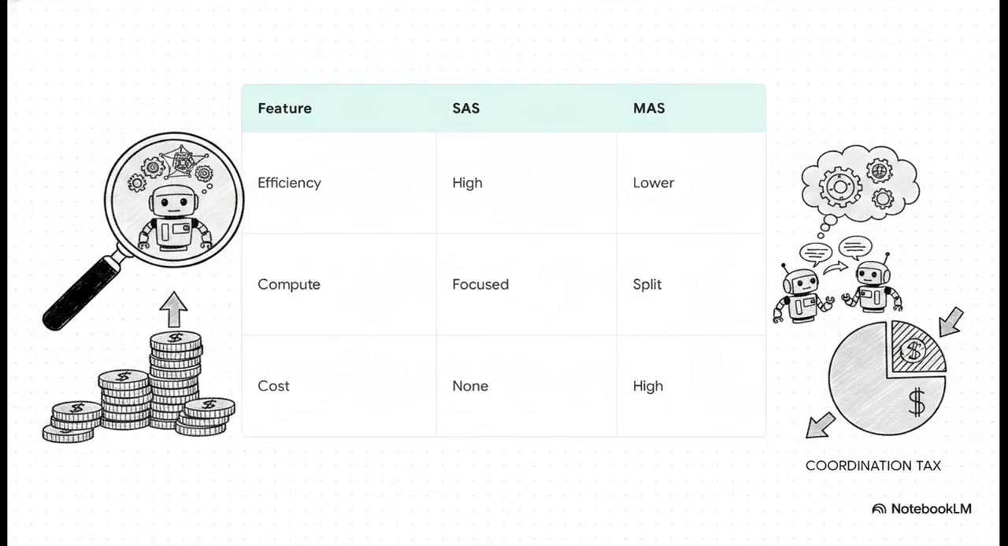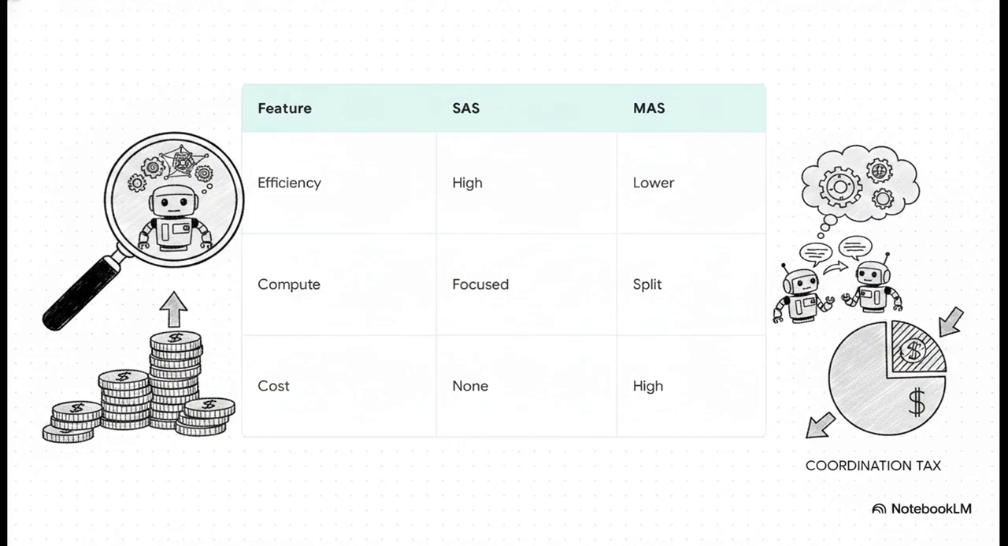And this really brilliantly illustrates the budget-aware comparison highlighted in the research. If you give both systems the exact same budget of thinking tokens, a single agent will actually often outperform a multi-agent system on complex, multi-hop reasoning. Why? Well, because the single agent spends all its compute budget actually solving the problem.